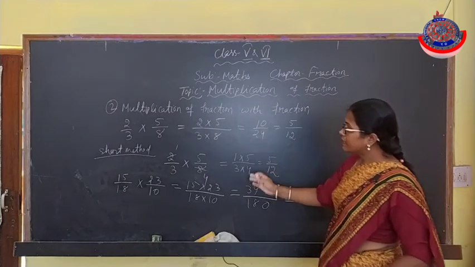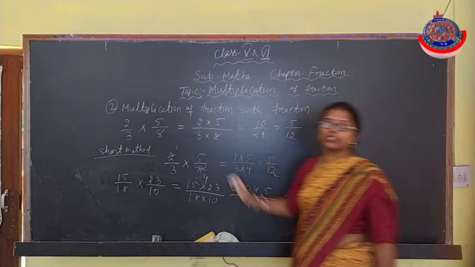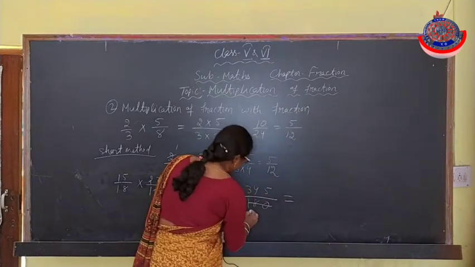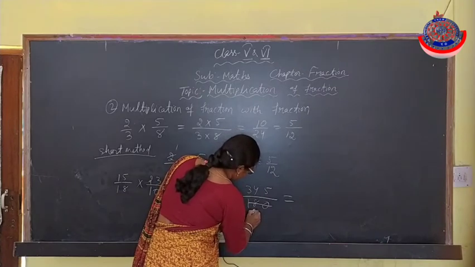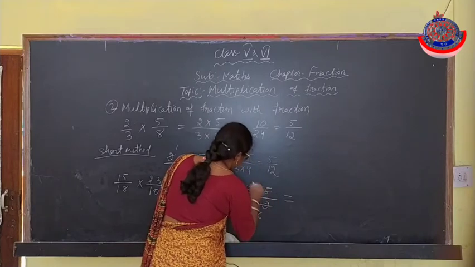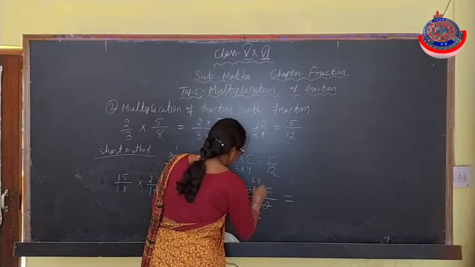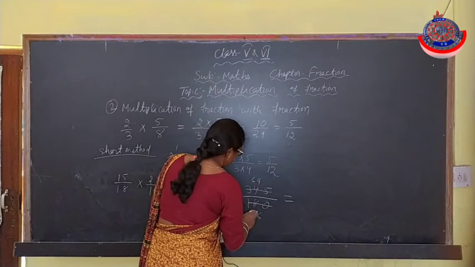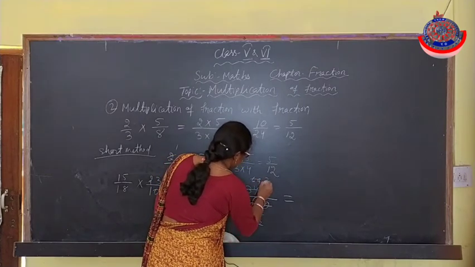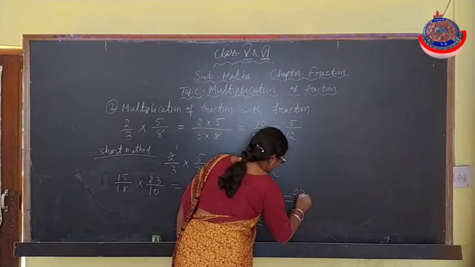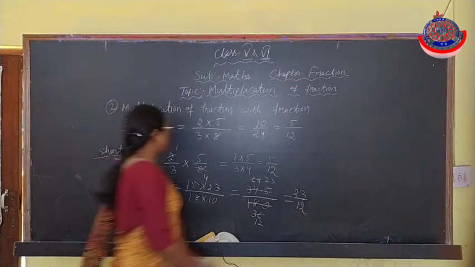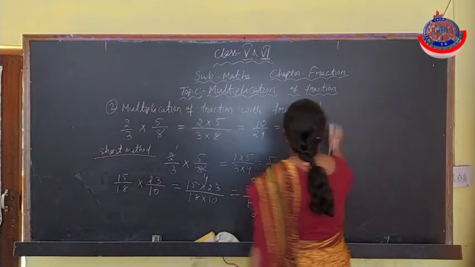So we can apply the short method also here. Like this I am doing now. First we will cancel with 5, suppose. 23 by 12. Okay, now we will apply the short method and check the answer.